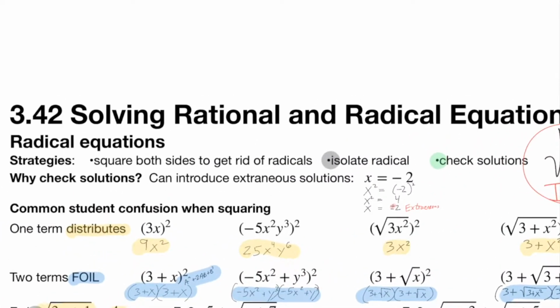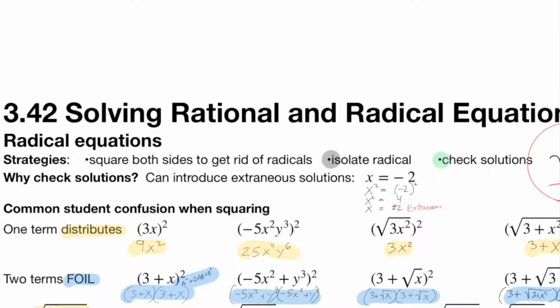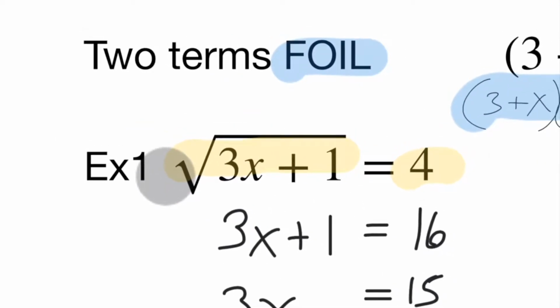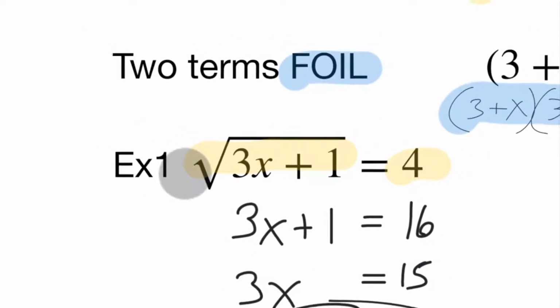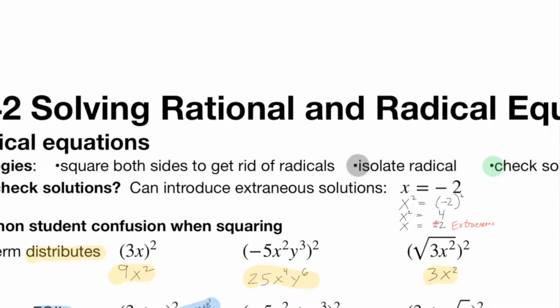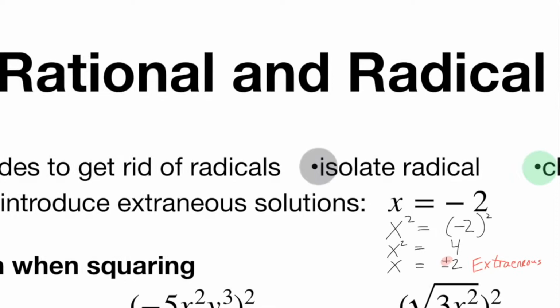Okay, so some strategies, some things that you will see in no particular order. Often we'll be squaring both sides to get rid of radicals, as you can see right here. How do we get rid of that radical? The trickiest part of this equation is the radical, so square both sides. Right before you square both sides, you might want to make sure that you've isolated the radical.